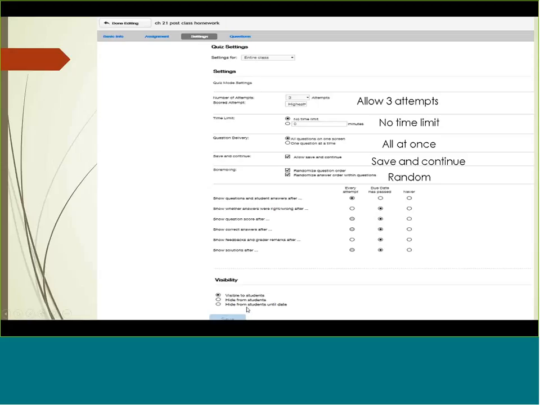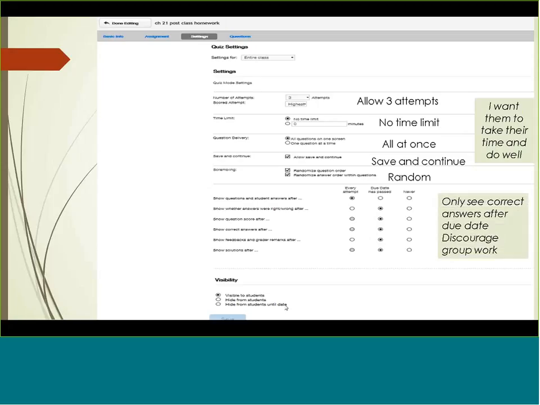And you can choose, this one was visible from the very beginning, but I have them due 2 weeks before it starts. Again, I want them to take their time and do well, so I'm giving them settings that allow that to happen. Only seeing the correct answers after the due date to discourage group work, and then not having those assignments visible too far in advance.